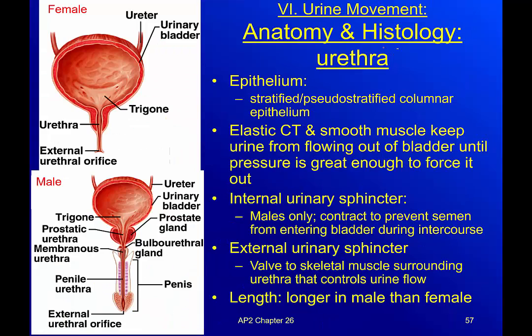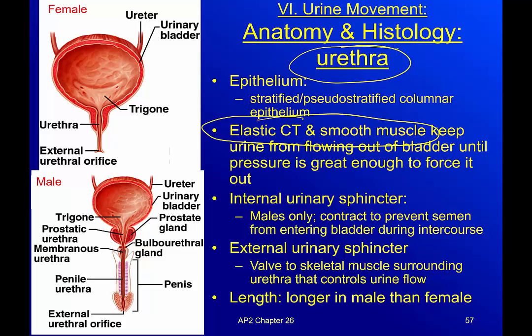So the urethra, the exit. The epithelium is stratified to pseudostratified columnar epithelium. In other words, it is either one layer that looks like more than one, or it's multiple layers. It's got elastic connective tissue and smooth muscle to keep the urine from flowing out of the bladder until the pressure is great enough to force it out.